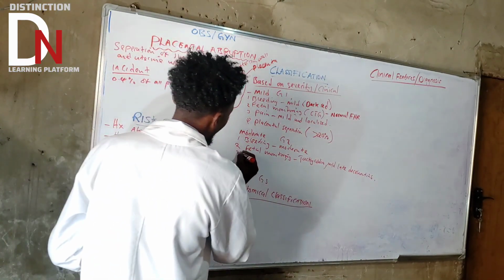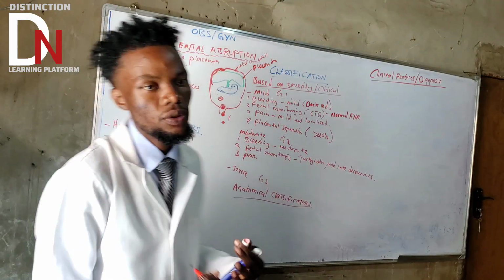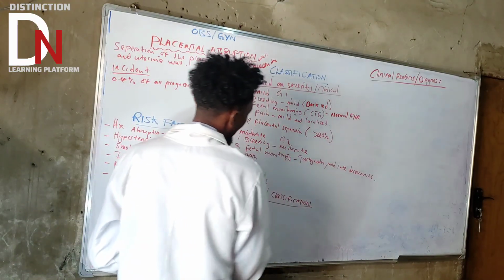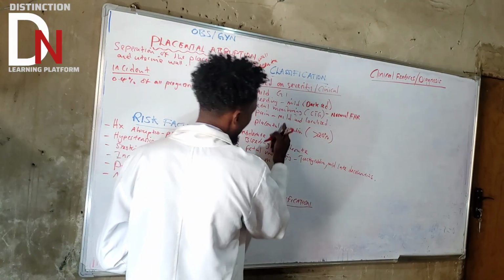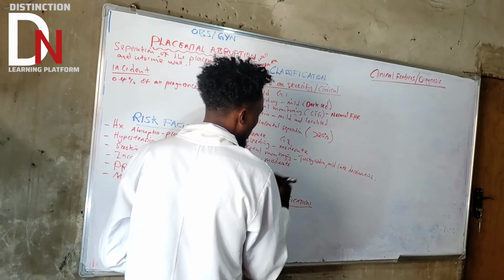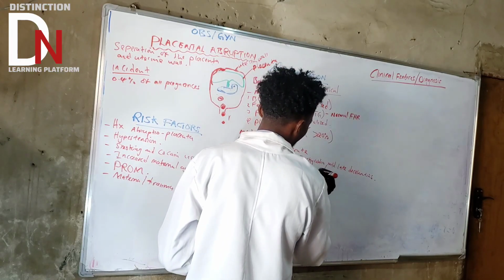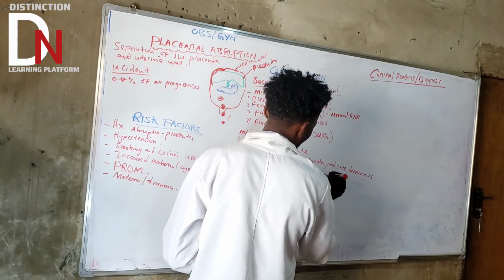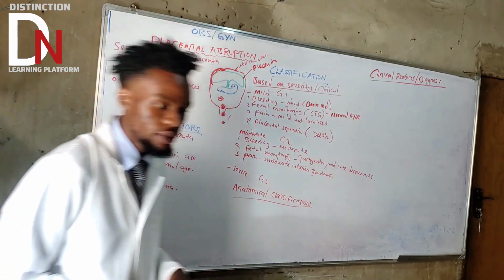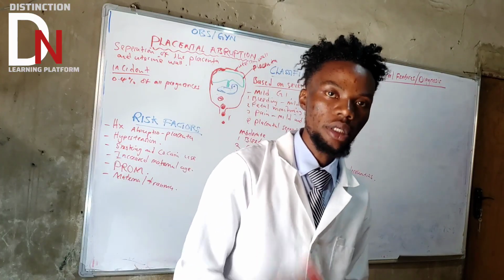Number 3, let's talk about the pain. Basically, the uterine pain. Here it was mild. Here it will be moderate uterine tenderness. Let me just say tenderness. So the pain is now moderate, so it will be now under grade 2.